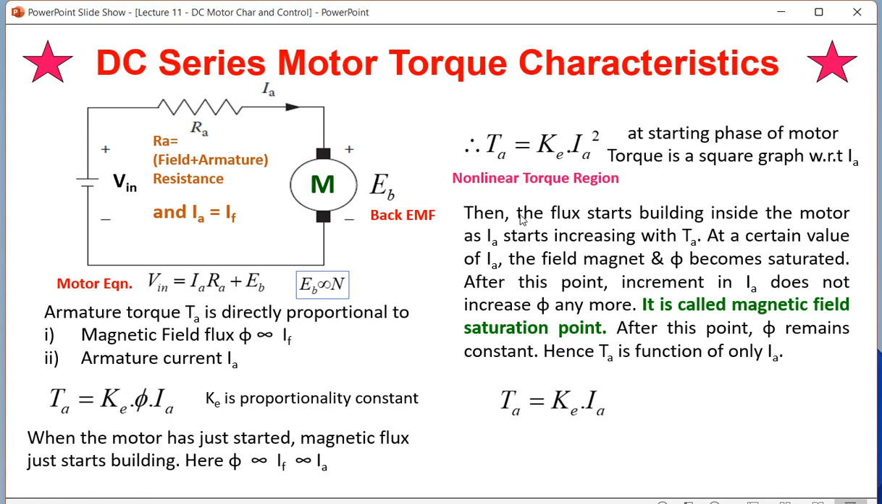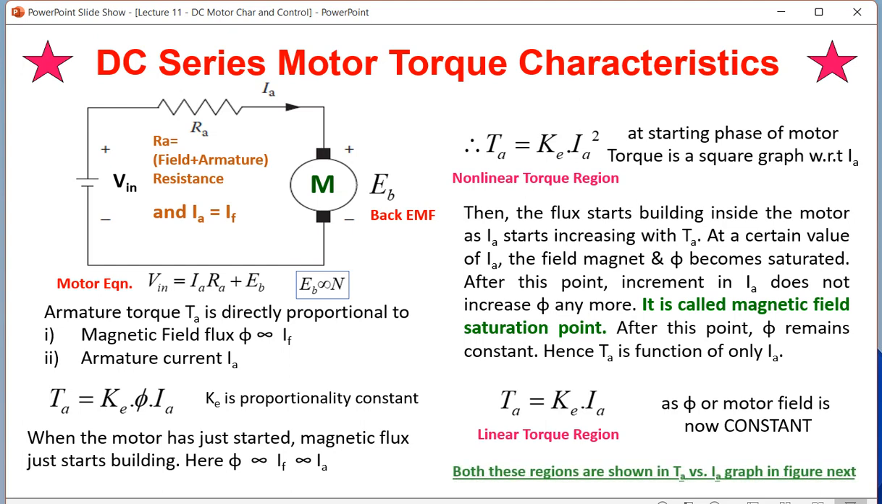So here it is said that flux starts building inside the motor initially, and IA starts increasing with TA. At a certain value of IA, the field magnet and phi become saturated. Before this point, TA was proportional to IA square. After this saturation point, TA is directly proportional to IA. That means initially it was a nonlinear square graph for TA and IA. After the saturation, it will be a linear graph between TA and IA, because TA proportional to IA is like y equals mx. So that's why both these regions are shown in the TA versus IA graph.